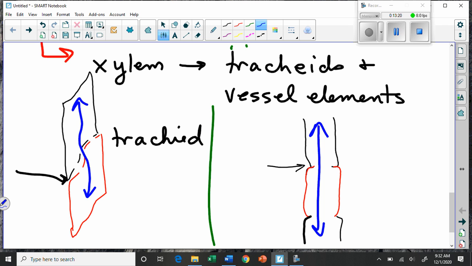So that's what xylem actually looks like. And don't forget, xylem is dead. Once the cells grow and mature, they die and leave behind these huge tubes of cell wall, essentially. Wood is mostly xylem tissue.